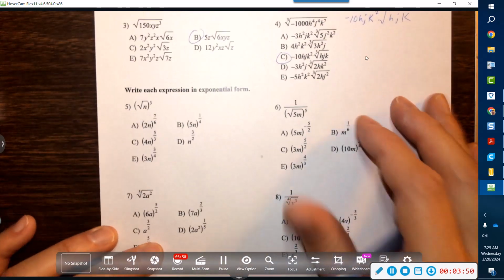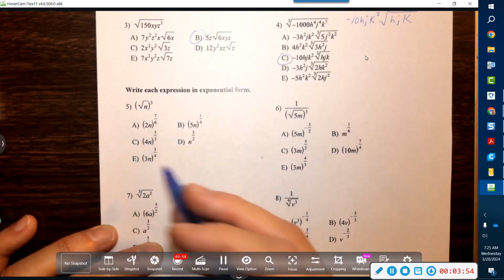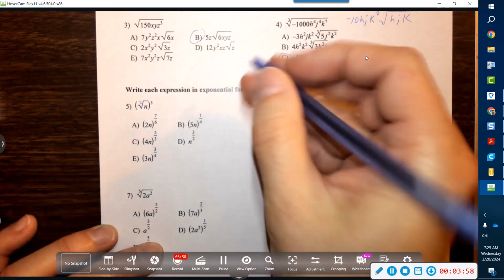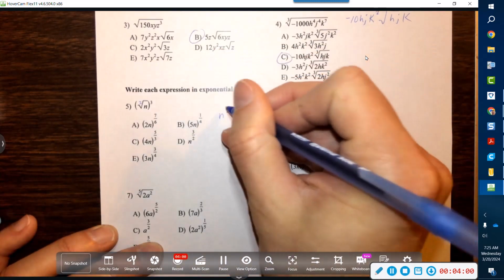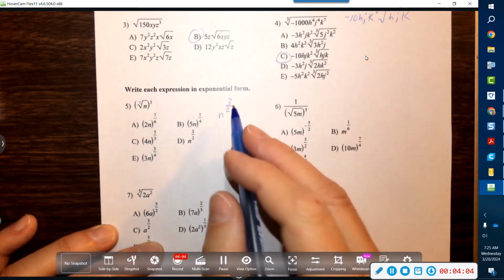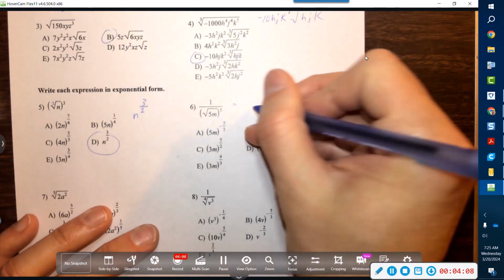These are pretty simple. There's nothing to do. You're just changing its form. This is very important when you get to calculus. So we look at this and we see that if we're taking a root, that would be the denominator, while raising it to a power is the numerator. So we're just looking for this one. That's D.